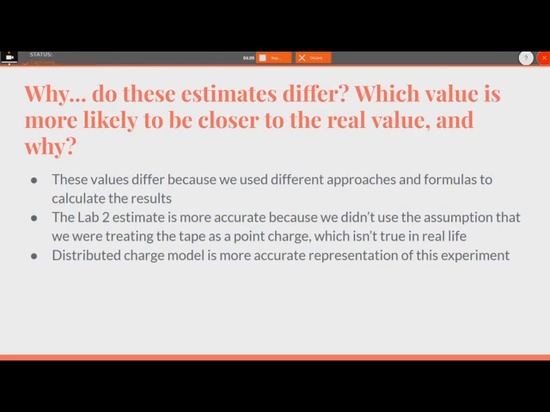So the values differ because I used different approaches and different formulas to calculate the results. In lab 1, I treated it as a point charge, and then in lab 2, I did not treat it as a point charge, and I used the electric field from a rod. And then the lab 2 estimate is going to be more accurate because I didn't use the assumption that I was treating it as a point charge, and it's actually not a point charge in real life, so that's why it's more accurate. And the distributed charge model was a more accurate representation of the experiment I did.